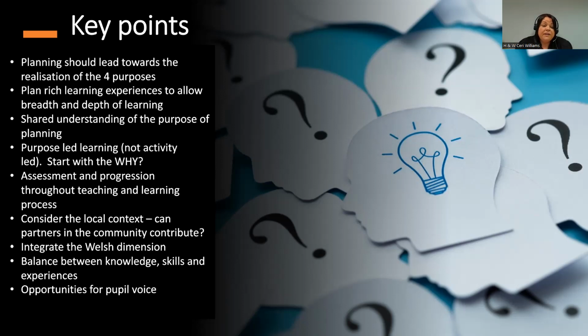Have a clear rationale for why things are being taught. The guidance states that the system should challenge why certain activities are carried out or are required. If they don't contribute to learners realising our vision and aspirations, then are they necessary? Assessment and progression should be considered throughout the teaching and learning, and assessment should be reflective of the learner's needs. This will be an ongoing process.